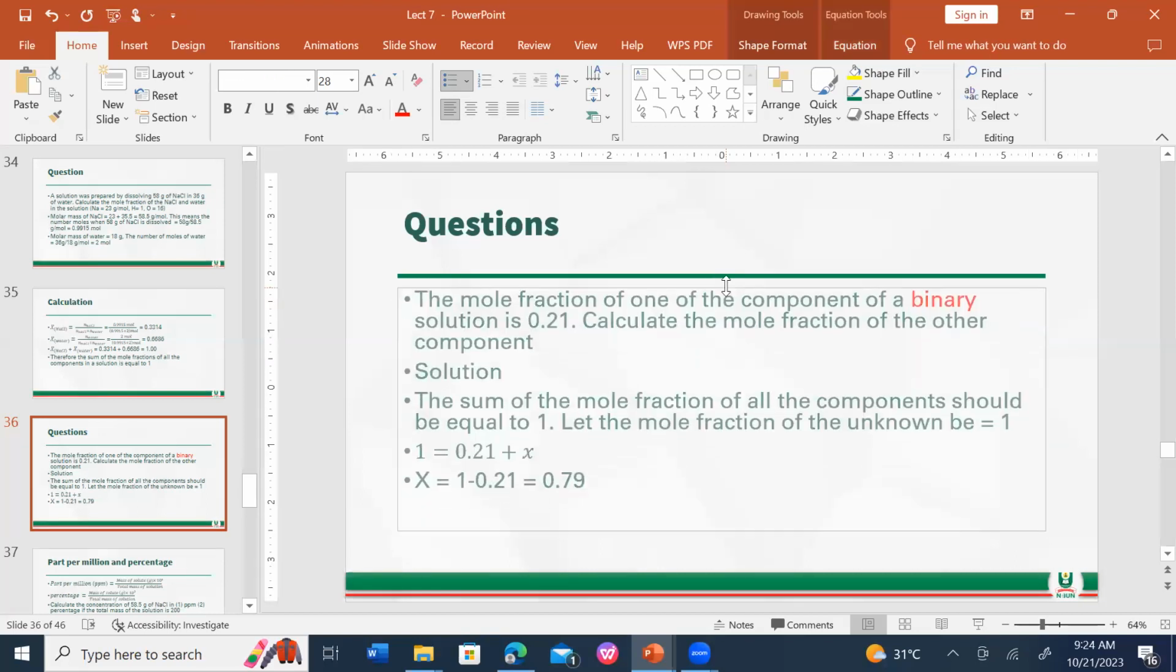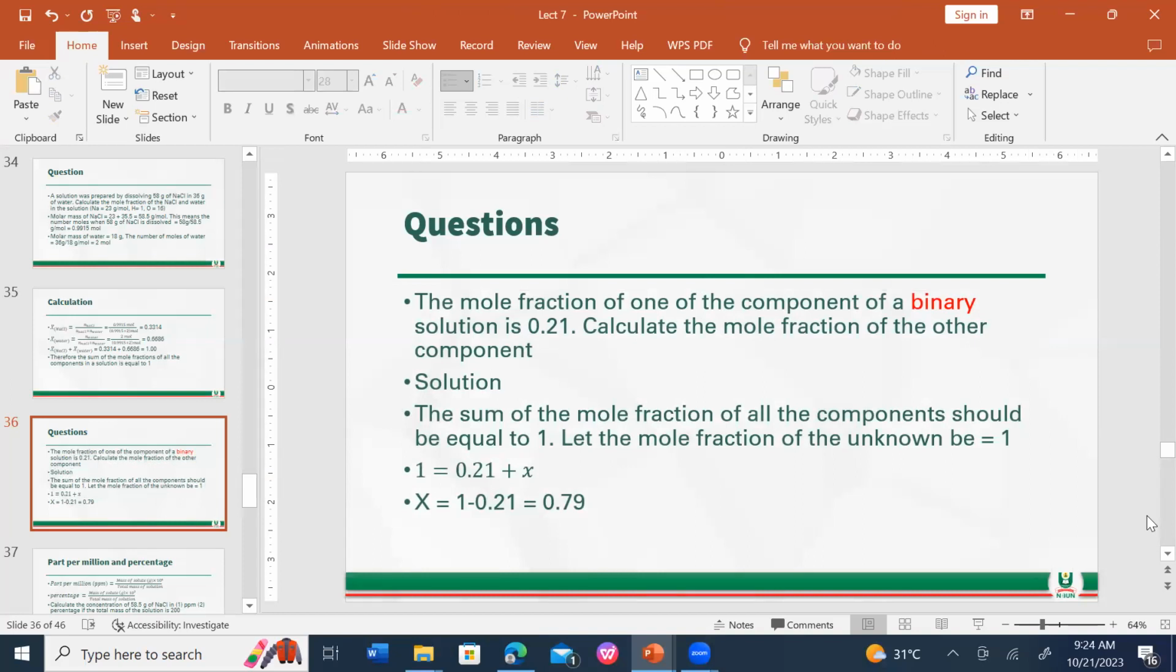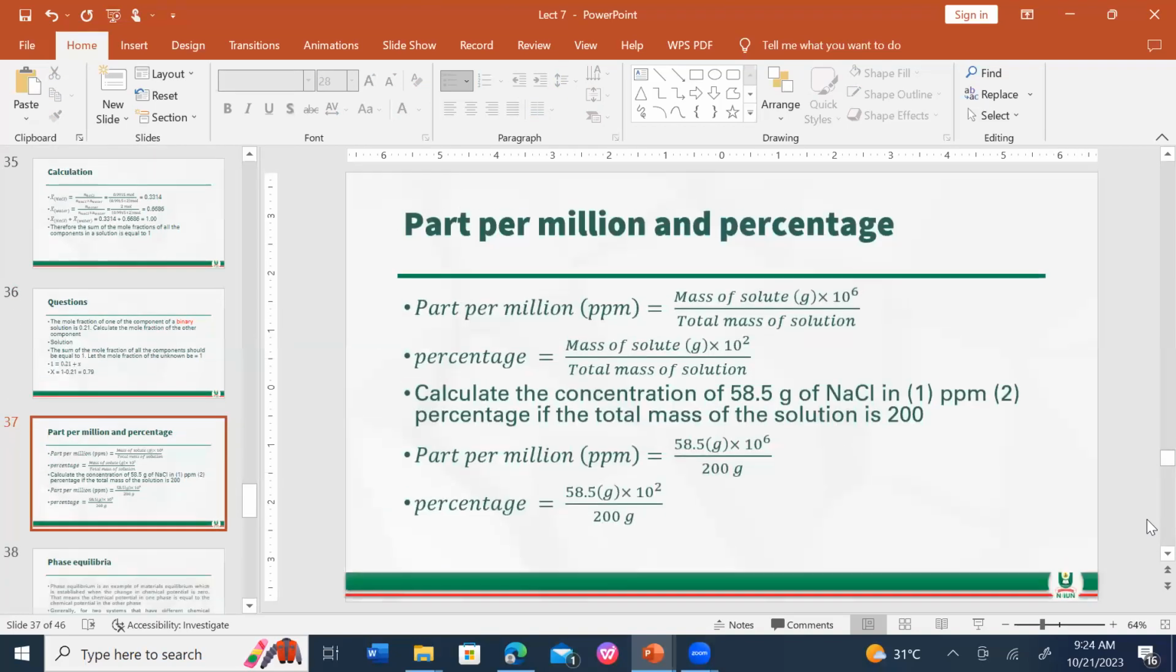Every year we always have this kind of question given to you. So, parts per million and percentage. What do you mean by parts per million? A million is 10 raised to the power of 6. So concentration in parts per million will be the mass of solid in grams times 10 raised to the power of 6, because a million is always 6, divided by the total mass of the solution. Normally the total mass of the solution will be in grams.